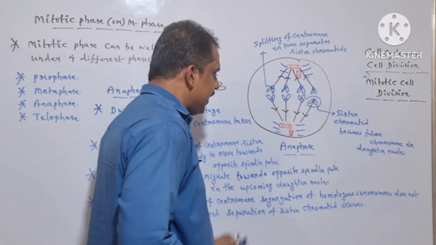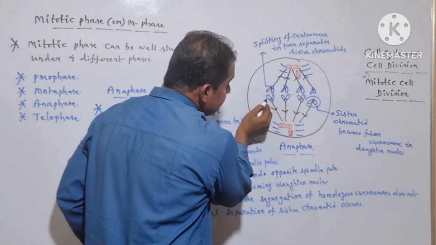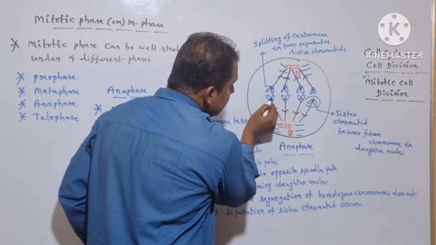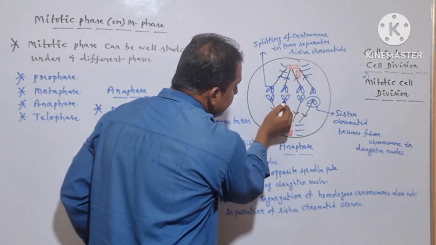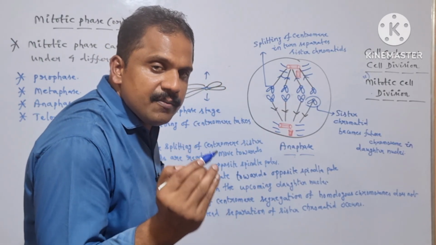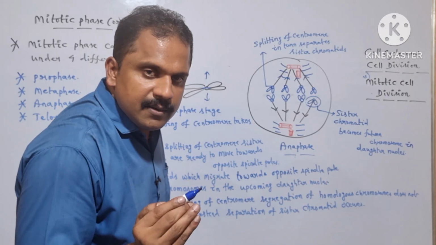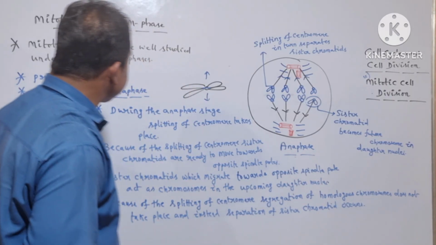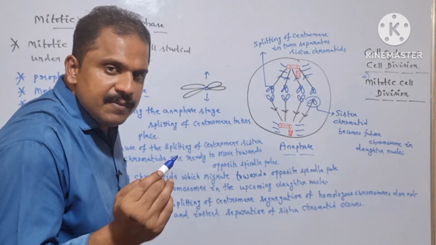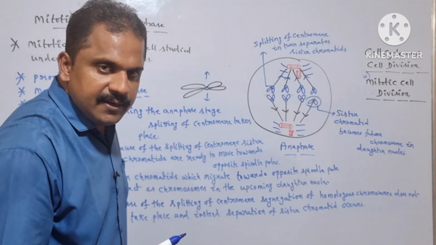Is it clear? And here we need to understand that when the specific sister chromatid successfully migrates towards the opposite spindle pole, initially the sister chromatid takes the advantage of the split centromere. So by taking the advantage of the split centromere, the sister chromatid is ready to migrate towards the opposite spindle. This is regarding the anaphase stage of the mitotic cell division, and then afterwards we will be studying the telophase stage in detail.